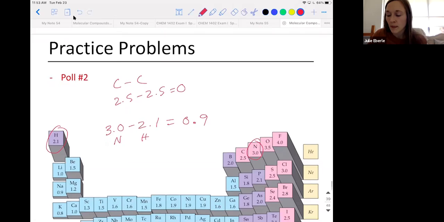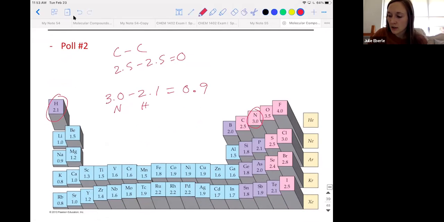So that one's polar, but I do want to make the point. The next bond in the options is the carbon-hydrogen bond. Carbon has a value of 2.5 from the table, hydrogen is 2.1. So when you subtract those, you get 0.4. That's almost polar, but it's not.